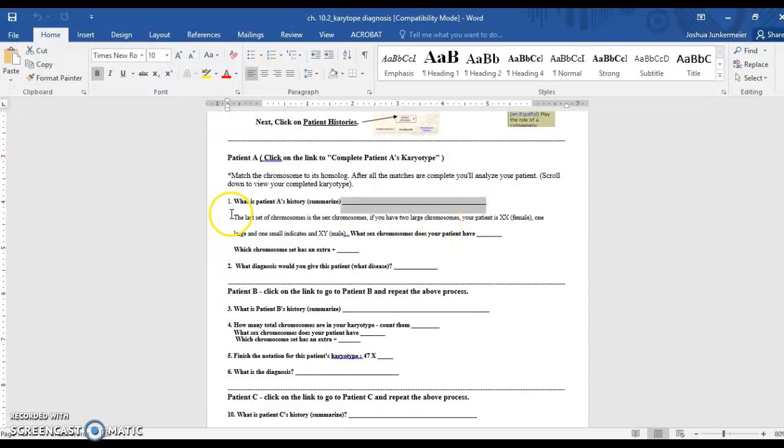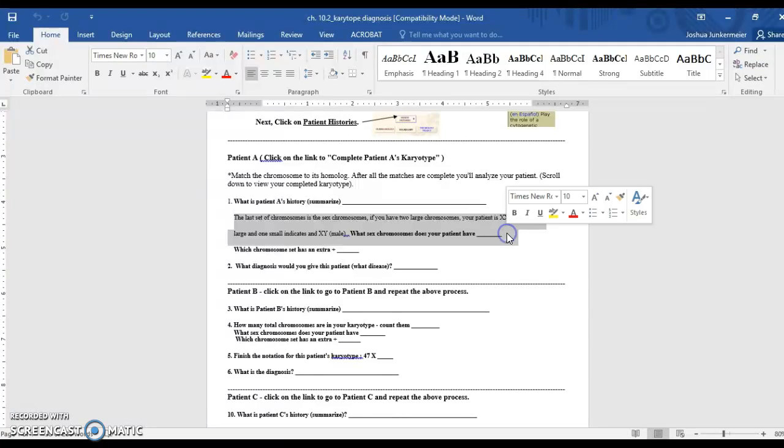All right. Now your next topic is, it says the last set of chromosomes is the sex chromosomes. If you have 2 large chromosomes, your patient is XX. 1 large and 1 small indicates that they're XY. What are the sex chromosomes that your patient has? So you've got to figure out the gender of your patient.